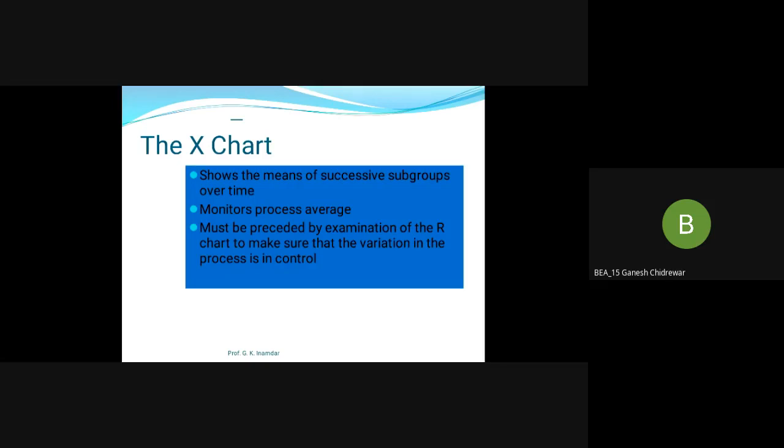Okay. So this P chart and X chart, whenever we solve the problem on P chart and C chart, we will get an idea. This is very simple. Now the X chart, same as R chart, shows the mean of successive subgroups over time. Here the time is very important in the X chart. It monitors the process average, to calculate or to maintain the average.